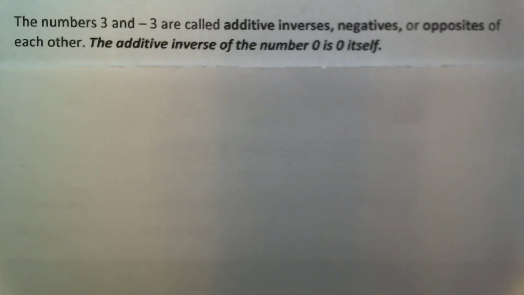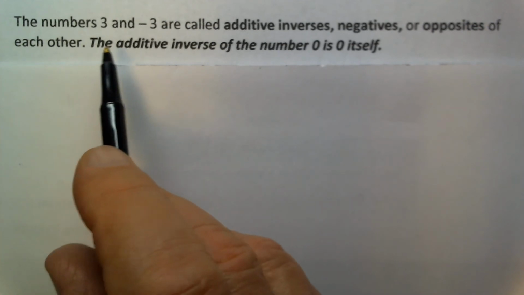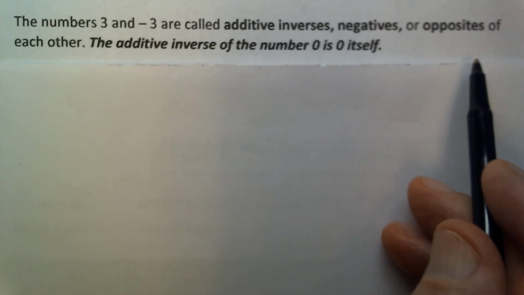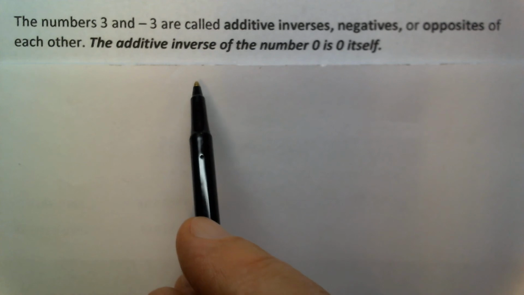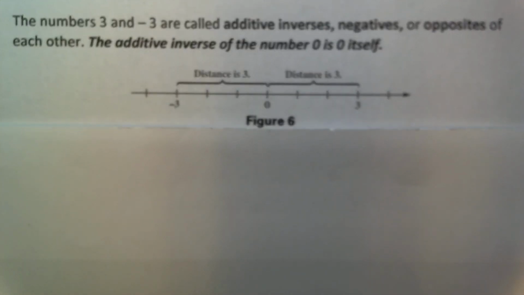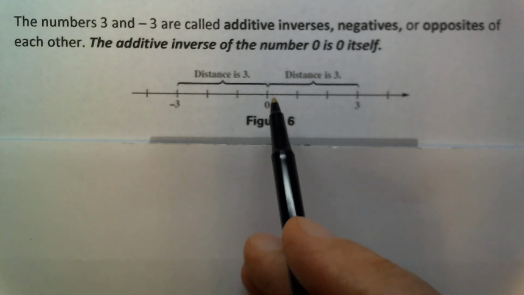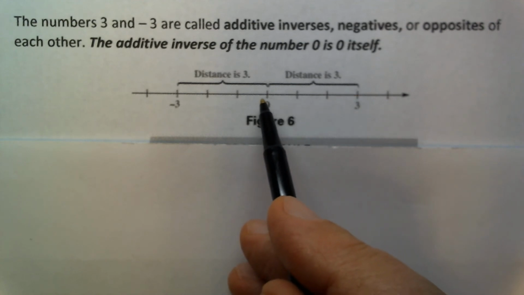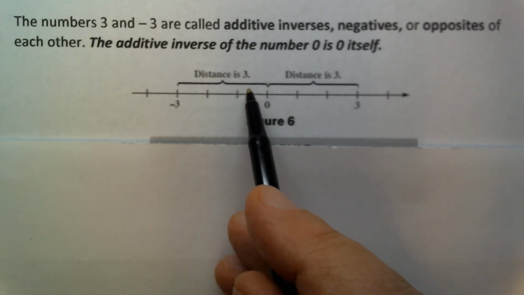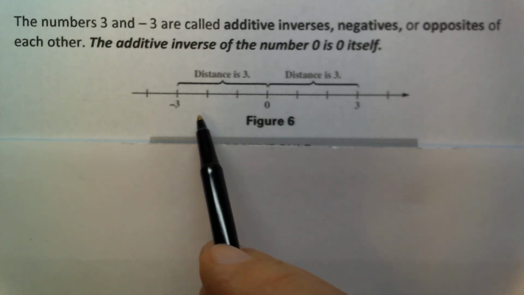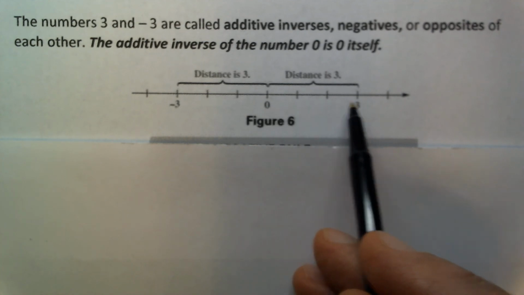The next topic is that of additive inverses. For example, the numbers 3 and minus 3 are called additive inverses, negatives or opposites of each other. The additive inverse of the number 0 is 0 itself. So graphically, it means that when we have a number line, here in figure 6, and here's 0, the distance to 3, of course, is 3, and since distance is always positive, the distance 3 to minus 3 is also 3. But minus 3 is called the opposite because it's opposite from 3.